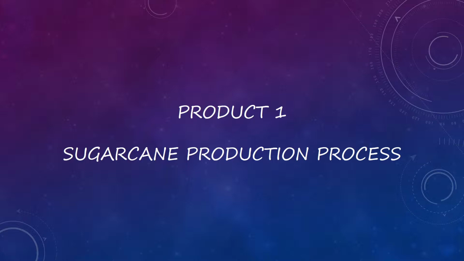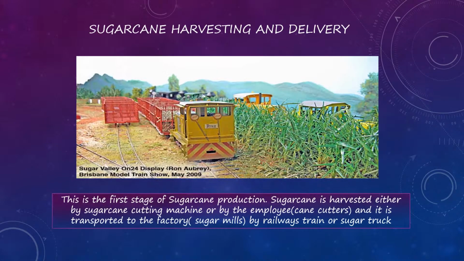To begin with, the steps involved in the sugarcane production process will first be elaborated. That is my product 1. Step 1 of the sugarcane production process is sugarcane harvesting and delivery. This is the first stage of sugarcane production. Sugarcane is harvested either by sugarcane cutting machine or by the employees, and it is transported to the factory by railway train or sugar trucks.